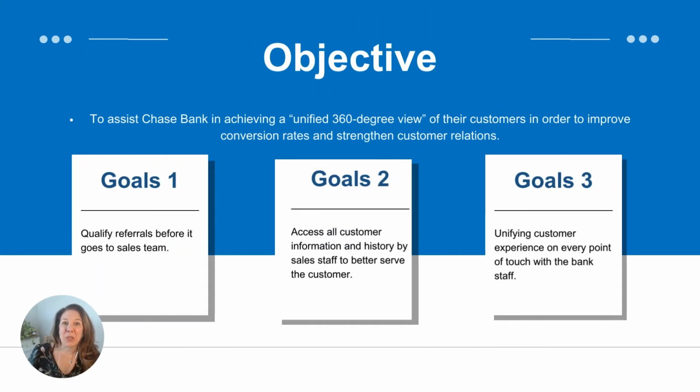The project objective in this proposed problem is to assist Chase Bank in creating a unified 360-degree view of their customers in order to improve conversion rates and to strengthen customer relations. After determining the scope of the problem, we identified these three goals for process improvement.